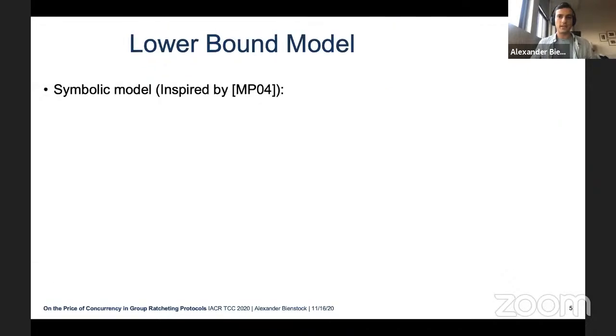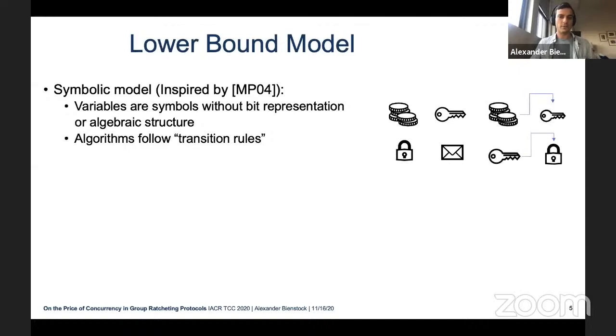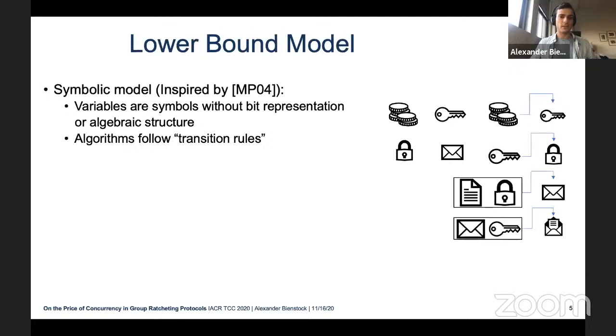Instead, I'll give some high-level details of our symbolic model, which is inspired by MPO4. In our model, variables are just symbols without any representation or structure outside of the exact symbol which they denote. Algorithms in the model follow defined transition rules that specify exactly how symbols can be used to derive other symbols. For example, algorithms can sample random coins, which can be used for secret keys, which can be used to generate encryption public keys, which can then be used for encryption and corresponding decryption.